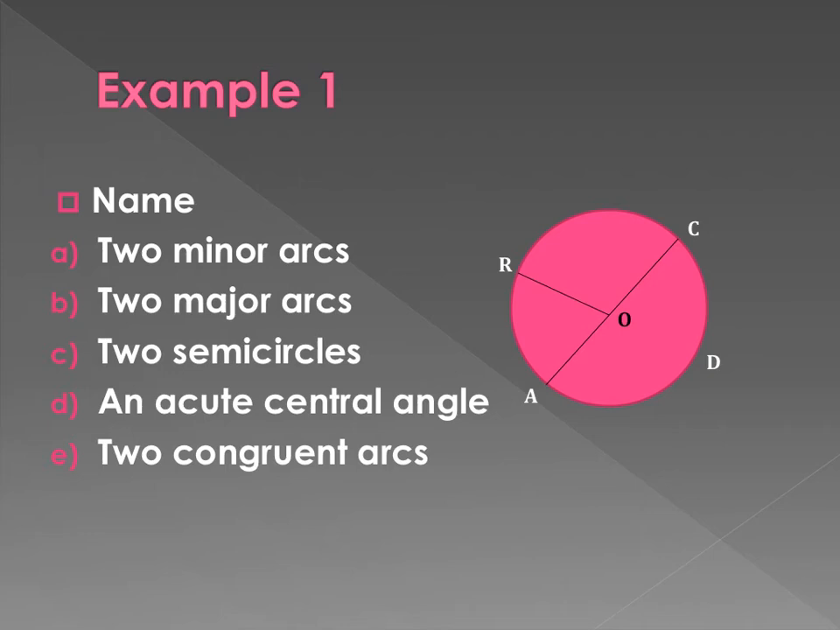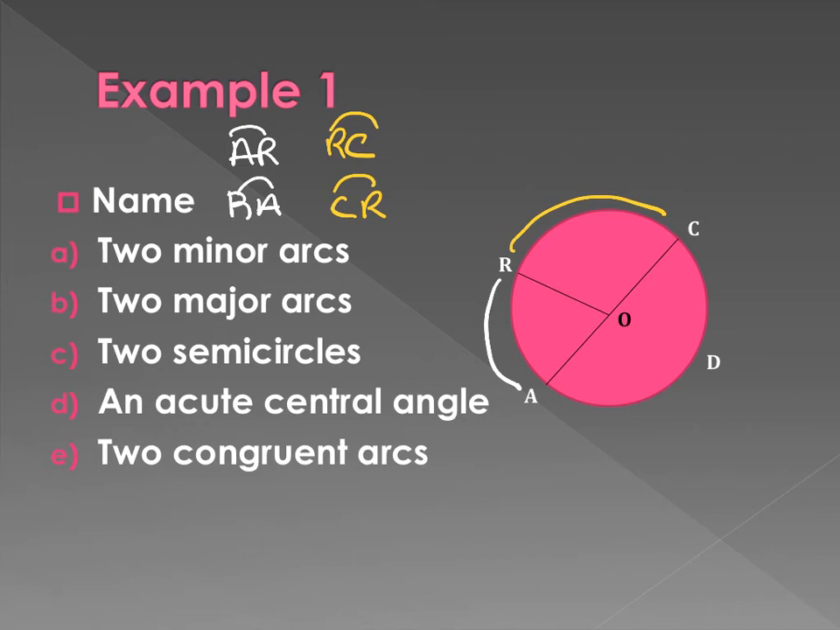So they want us to name two minor arcs from this picture. So I've got a minor arc here, that's RA. Now, the order of the letters doesn't matter. I could either call that RA or AR. I've got another minor arc right here at RC or CR. So that would be the minor arcs. And I can get away with naming my minor arcs with only two letters.